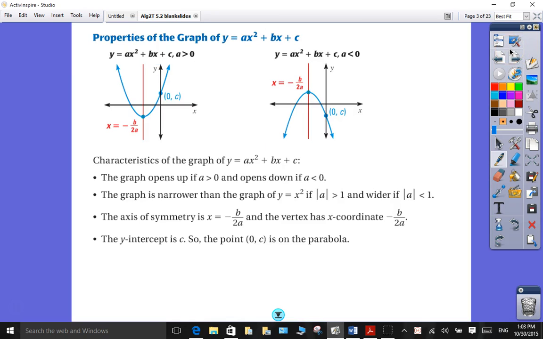Now, the characteristics of the graph, and this you did not copy. Now we're just talking about the standard form, ax squared plus bx plus c. There are two things that I always talk about. One is that the a determines whether it opens up or opens down. When a is greater than 0, the graph opens up. If a is less than 0, the graph opens down.